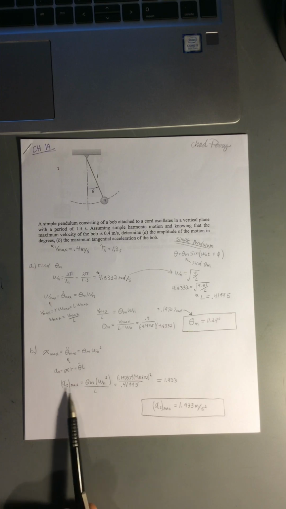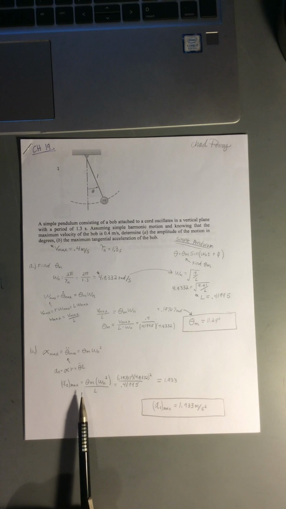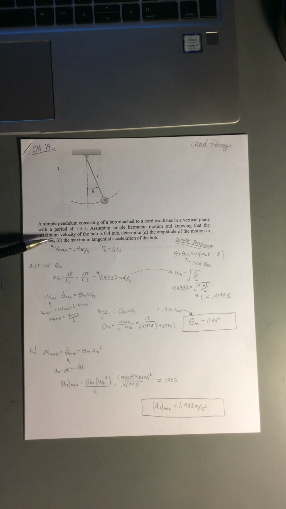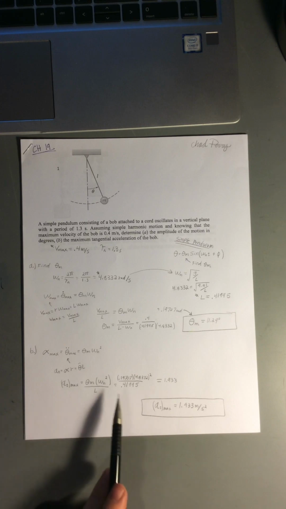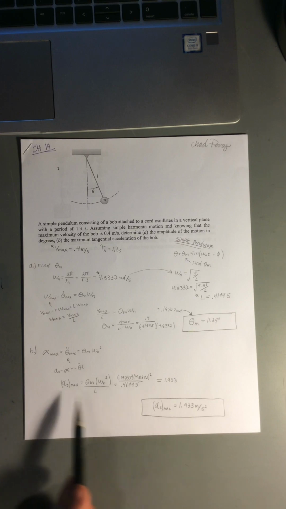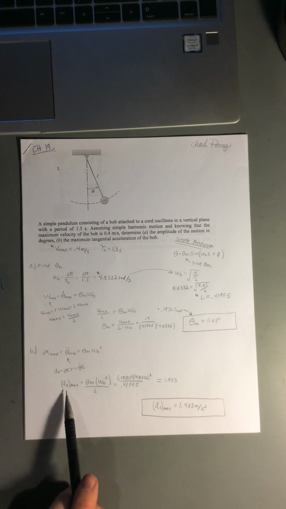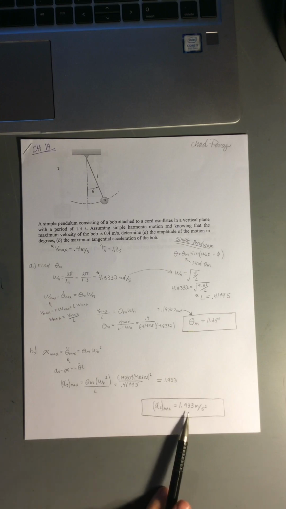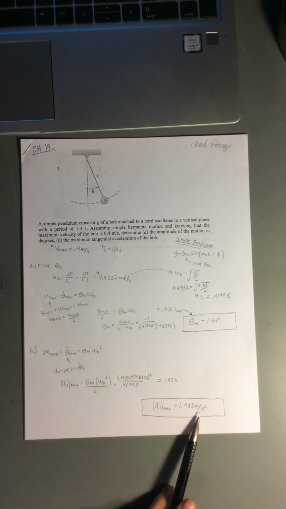we can set up this equation here, and then from there all we have to do is plug in our known information from part A and from what the question gave us. And we can solve that to find that our tangential maximum acceleration is 1.933 meters per second squared. And so that is the second answer for our first question.